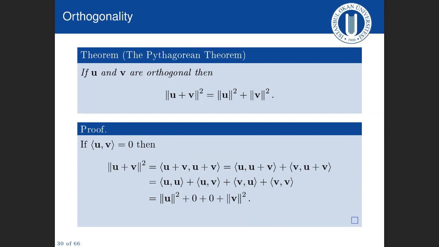But wait a minute, we're assuming that u and v are orthogonal. So we're assuming that the inner product of u and v is 0. So this one is 0, this one is 0. We're just left with exactly what we want, norm of u squared plus norm of v squared. And that's it. That is the whole proof of the Pythagorean theorem.